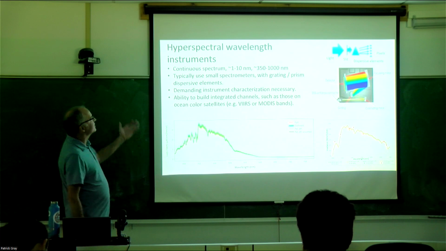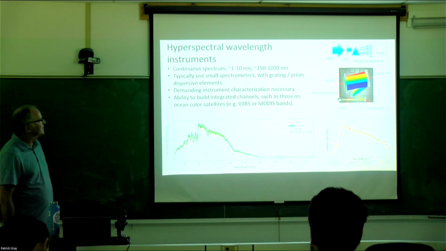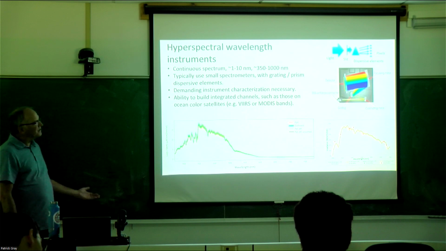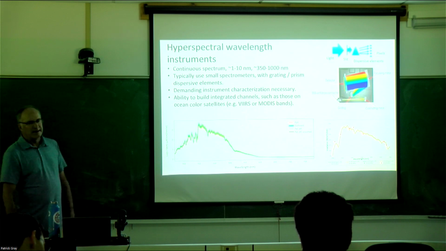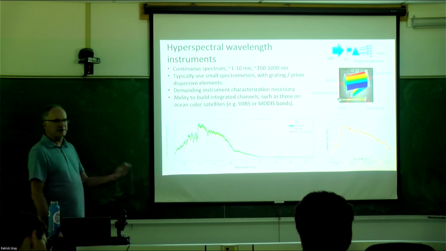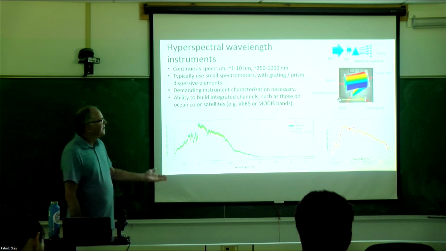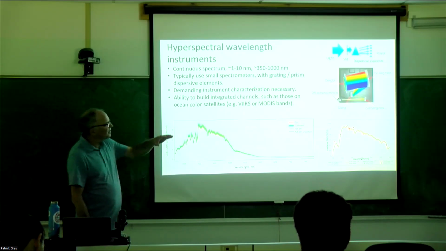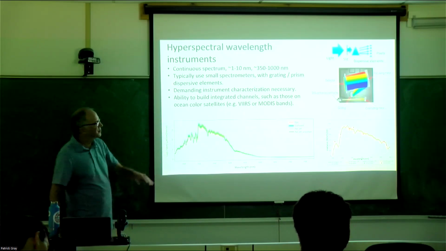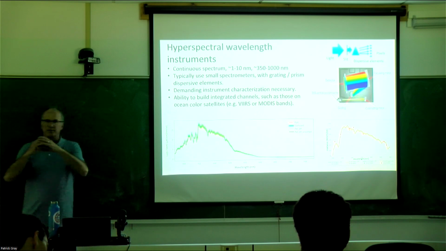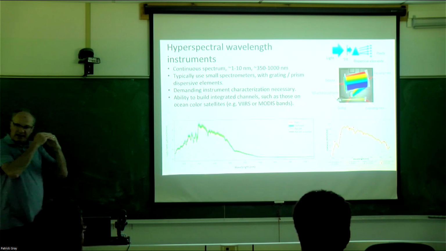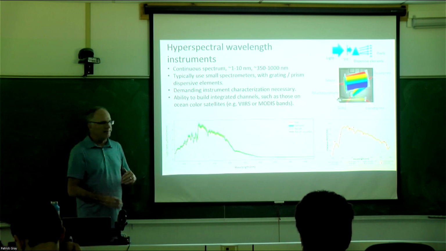So I've been mentioning these hyperspectral measurements. Again, continuous spectrum measurements, usually 350 to 1,000 nanometers. It's typically where you can buy an off-the-shelf what's called a spectrometer. These small spectrometers take in light through a slit and a whole bunch of dispersive elements, and then map it onto a CCD array or a CMOS array that can split that light out into the spectrum components.